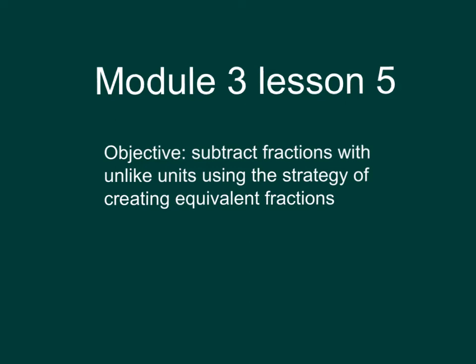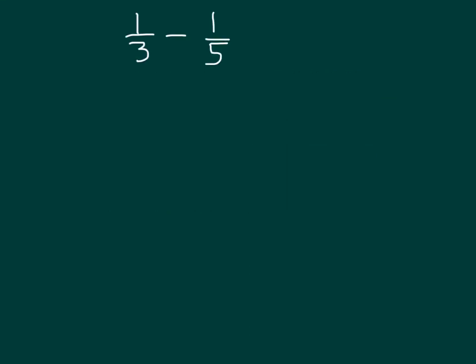Module 3, Lesson 5. Objective is to subtract fractions with unlike units, where we'll be creating equivalent fractions. Let's model each of these with rectangles. We have 1/3, where I'll draw that rectangle and partition it into 3 equal units. I'm only looking at one of those units, so we have 1/3.